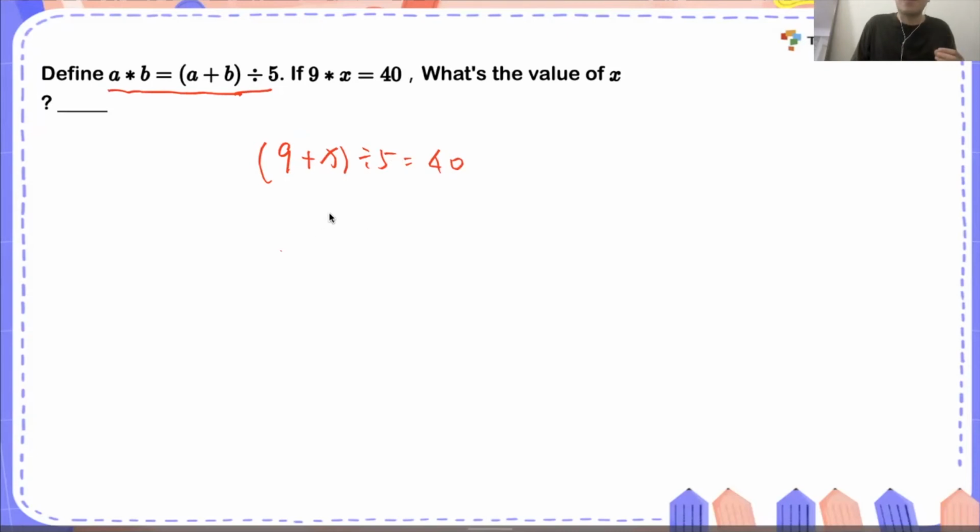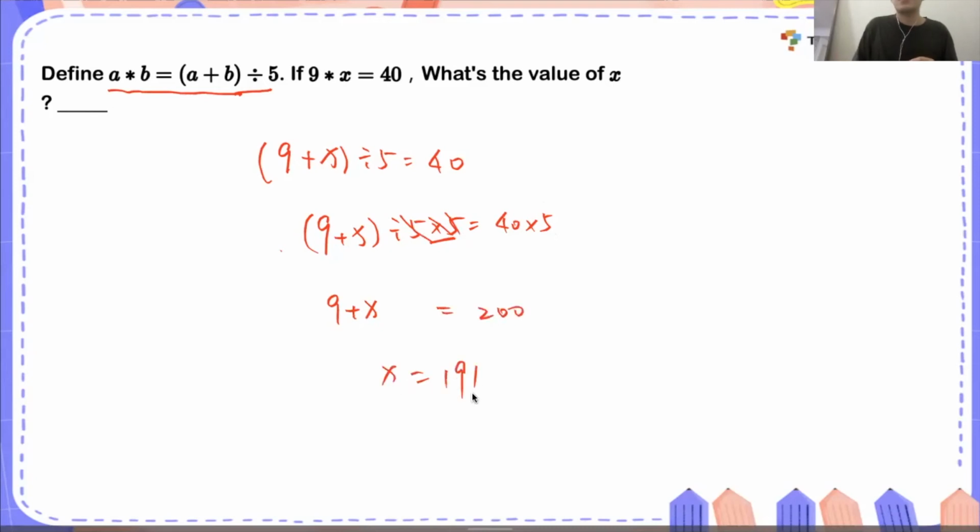So the first step we need to do is we should keep the equation balanced. So we will do the same operation, right? So if we times 5 on one side, we just need to times another 5 on the other side, okay? So that is 9 and x. And we divide by 5 times 5, we just eliminate these two 5, and we have 200. And x is 191, okay? So great, and we will move to the next part.